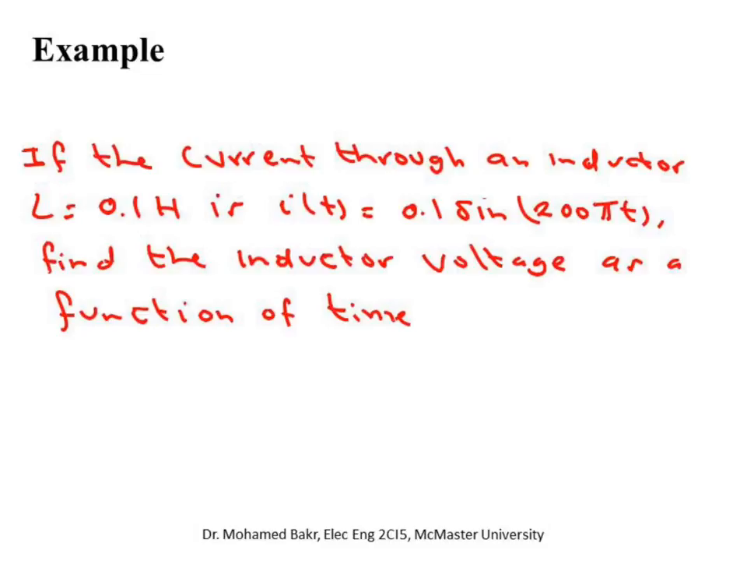Okay, let's see one more example. We are given the current passing through an inductor. It's 0.1 sin(200πt). We would like to find the inductor voltage as a function of time, and the inductor value is 0.1 Henry. This is an easy example as well because I want to get the voltage from the current, but the voltage is equal to L di/dt. Then it's just a matter of differentiation. I don't have to worry about limits as in the case of the integration.